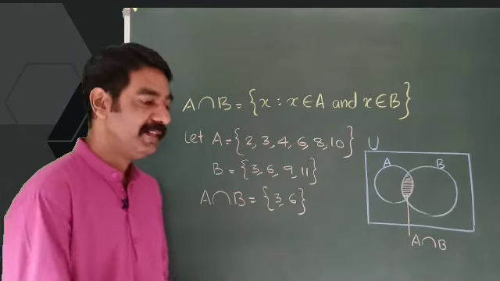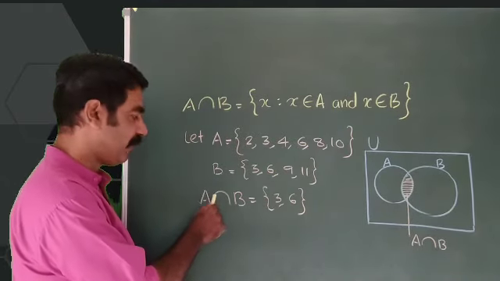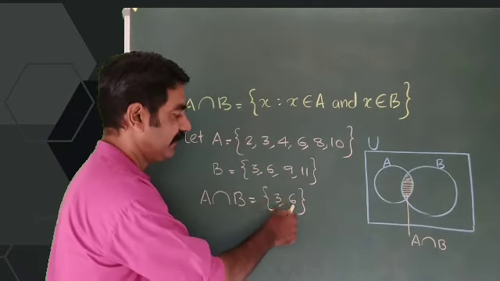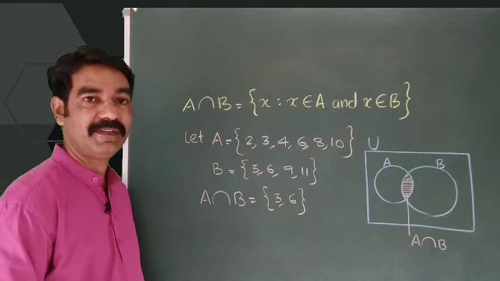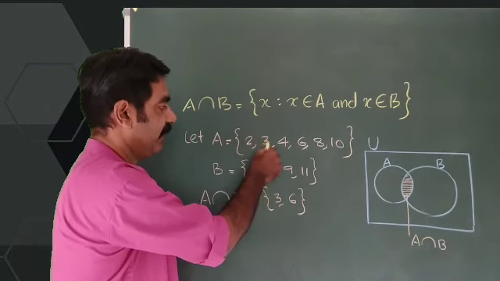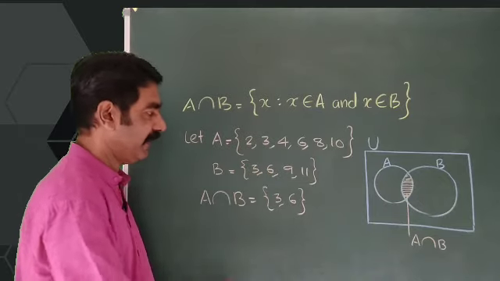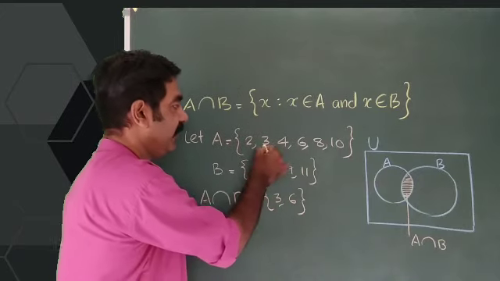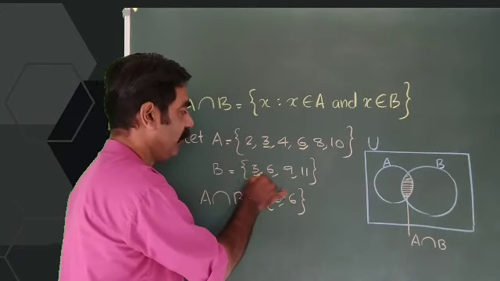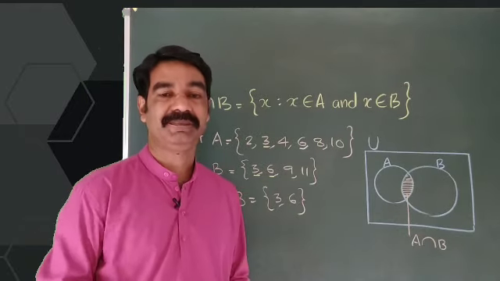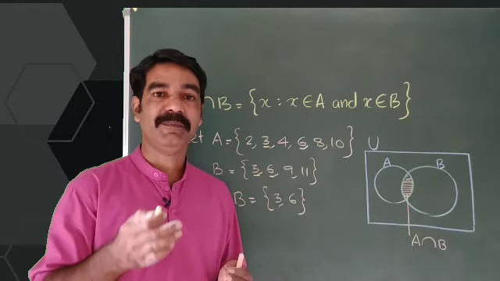So this is a notation for intersection. A intersection B is equal to the set {3, 6}. What is special here? 3 is an element in A and also in B. 6 is also in A and B. So 3 and 6 are the two elements common to both A and B. So it must be in A and also in B.